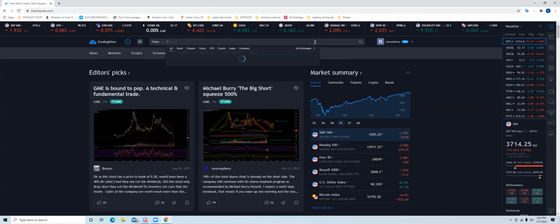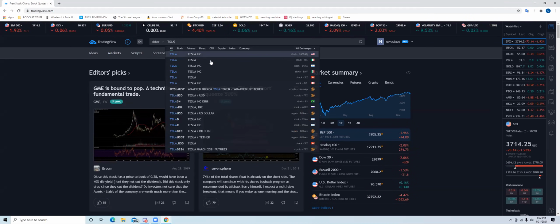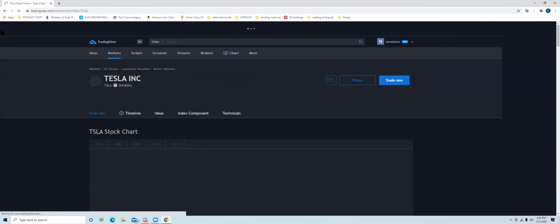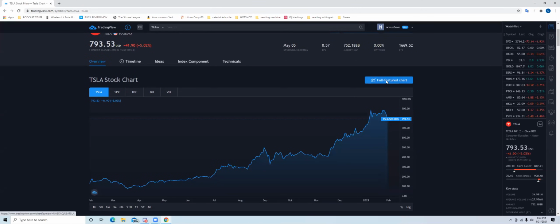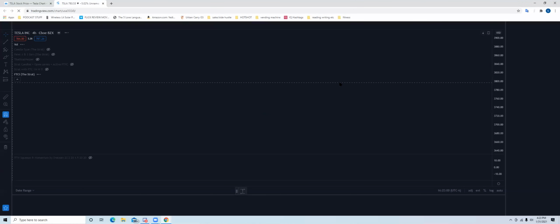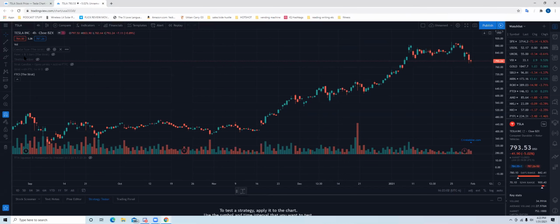We're just gonna go with something that's kind of volatile. I'm gonna go probably with Tesla. So you would click on the ticker, the stock. It's gonna pull up this page, and then you would just click full featured chart. And boom, let me exit all this stuff off of here. So that's like what I use. I don't really use indicators anymore.